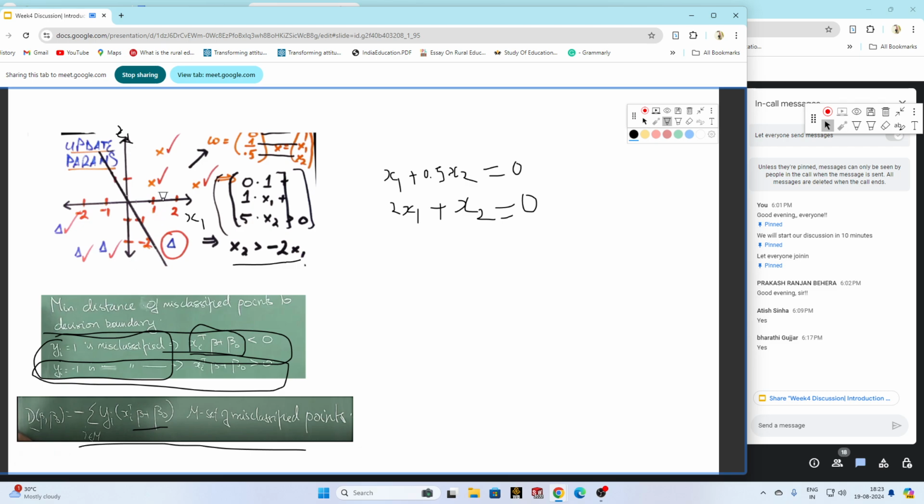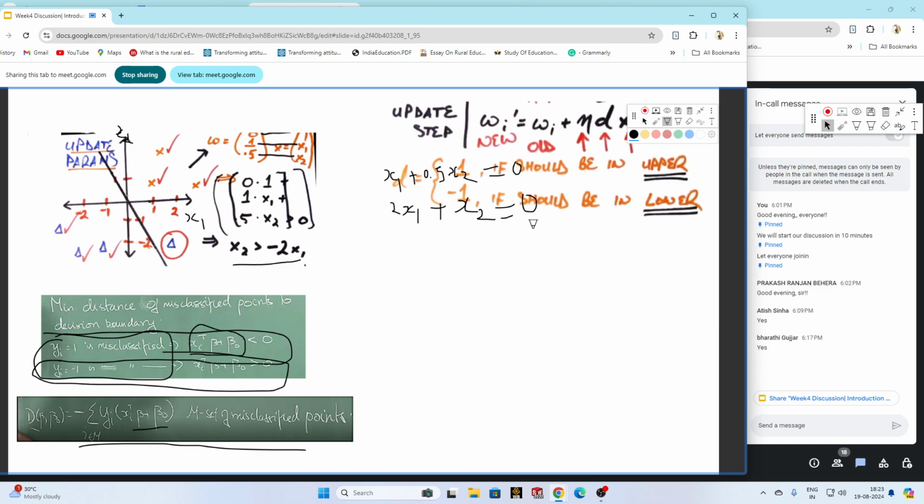This separates the space into two parts, one less than 0 and one greater than 0. The points on this side we classify as yi equals 1, and the points on this side we classify as yi equals -1. Now, let me erase this. This is according to your lectures, but how we are doing it here, now we have to update the weights.